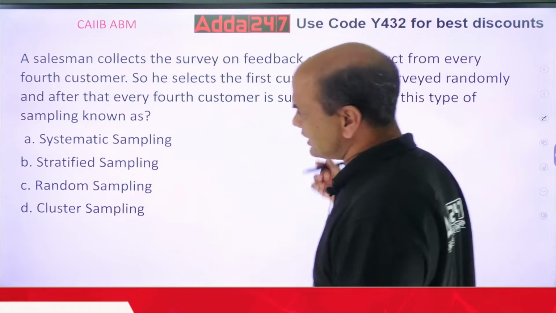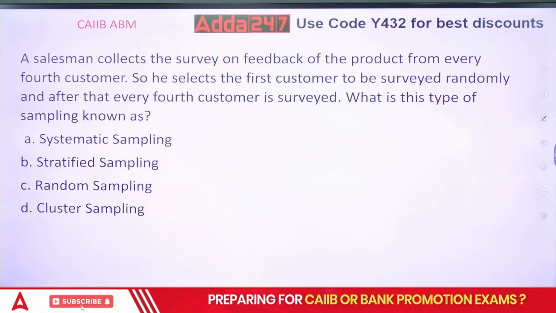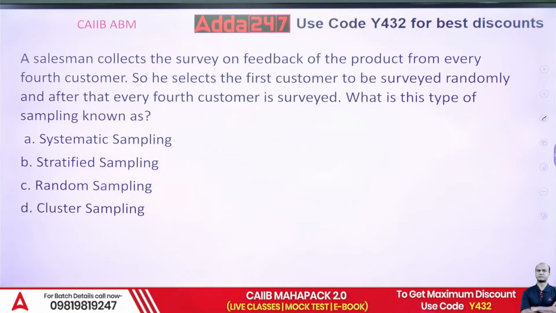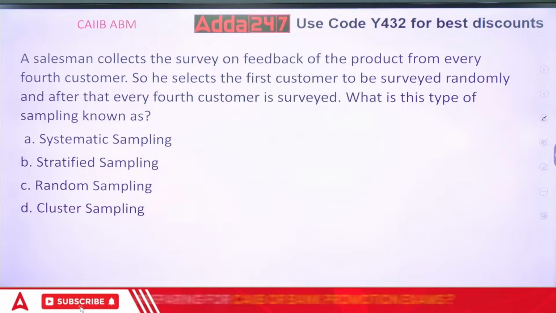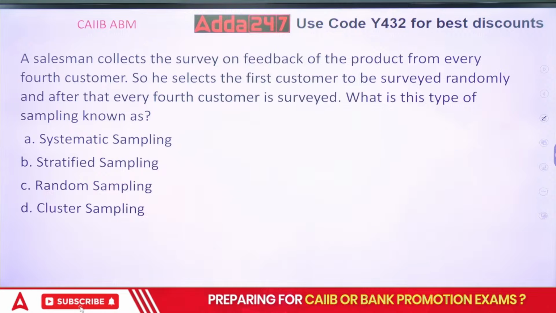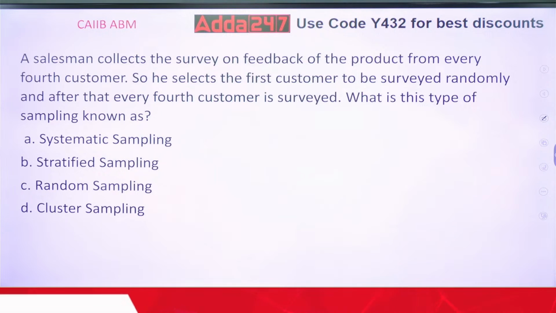Next, look at this. This is a sort of case study. A salesman collects a survey on feedback of the product from every fourth customer. So he selects the first customer to be surveyed randomly, and after that, every fourth customer is surveyed. What type of sampling is he doing?